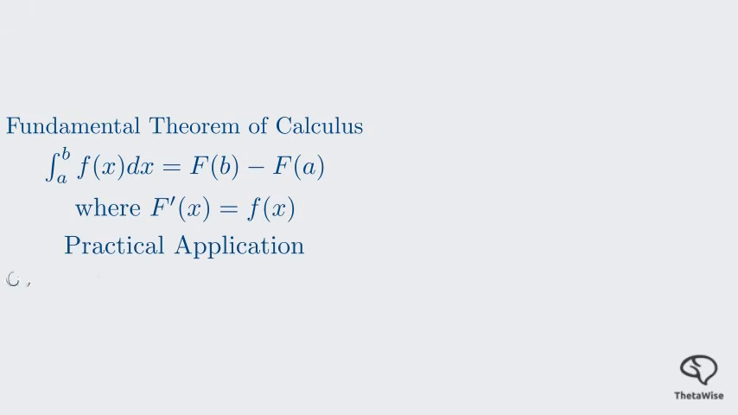From a practical standpoint, it means if we know the antiderivative of a function, we can calculate the exact area under its curve without having to sum up an infinite number of tiny rectangles. It's an elegant and efficient solution.